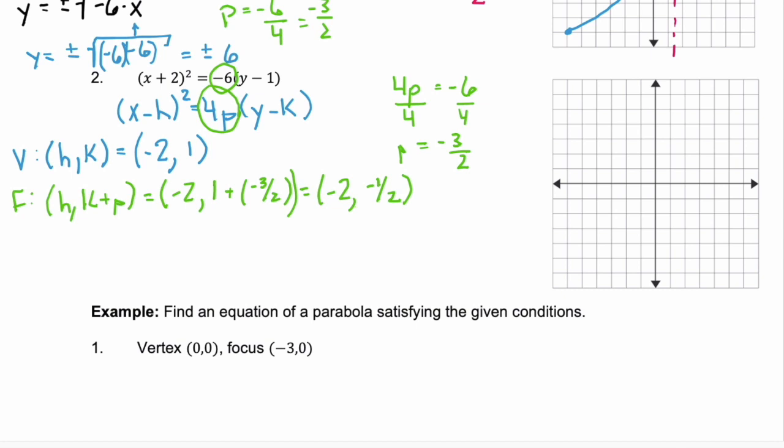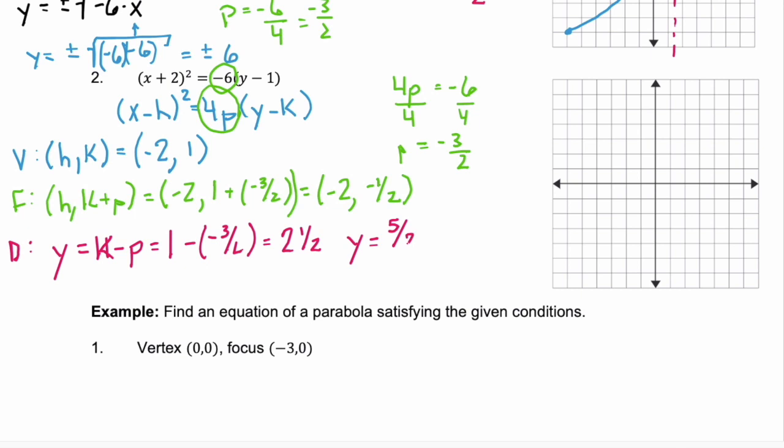Okay. And then our directrix is going to be the equation y equals, because remember this is opening up or down, k minus p. Our k is 1, and we're subtracting our p, which is negative 3/2. So 1 plus 1/2, which is 2/2, or y equals 5/2.